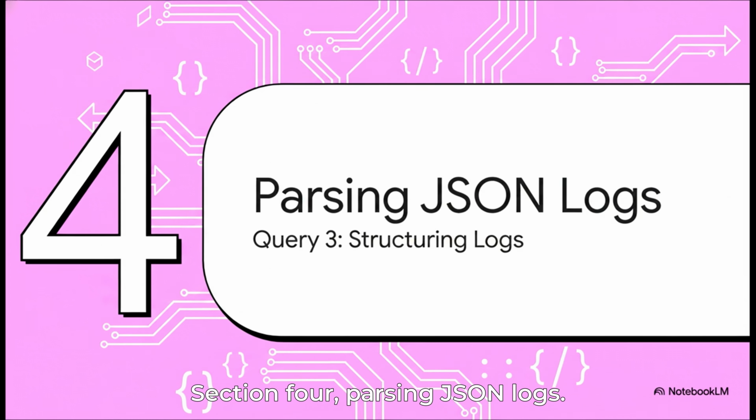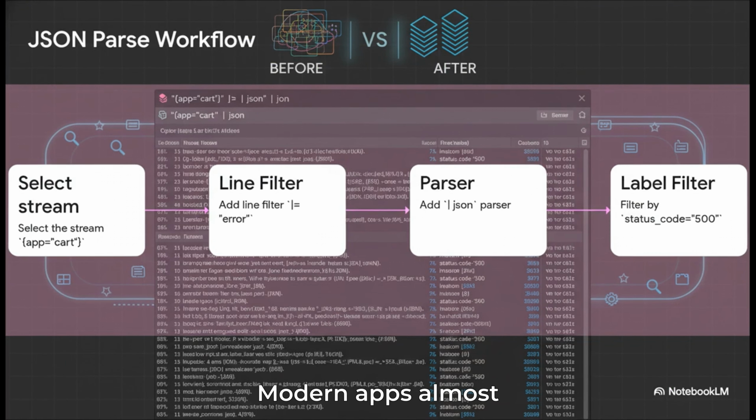Section 4, Parsing JSON Logs. This is Query 3, Structuring the Unstructured. Modern apps almost always log in JSON, right? So let's see how this builds incrementally. And remember, our golden rule: filter early.